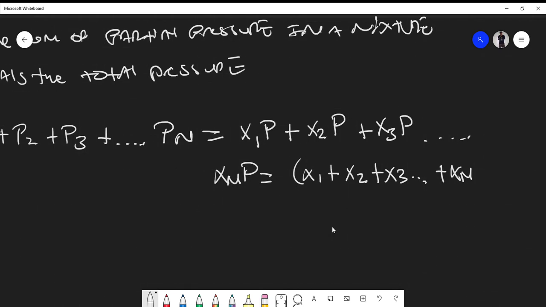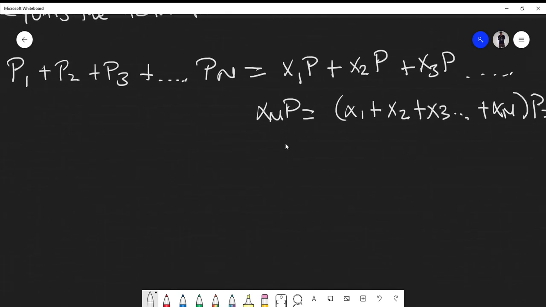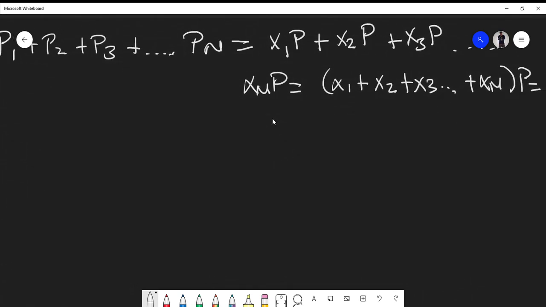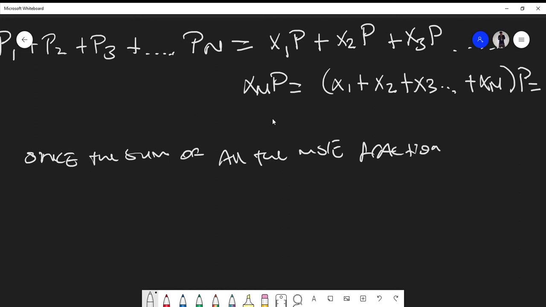times P, and that is equal to P, the total pressure. So all I did was just factor out my x's. Since the sum of all the mole fractions is equal to 1, this is important: the sum of all the mole fractions must equal 1.